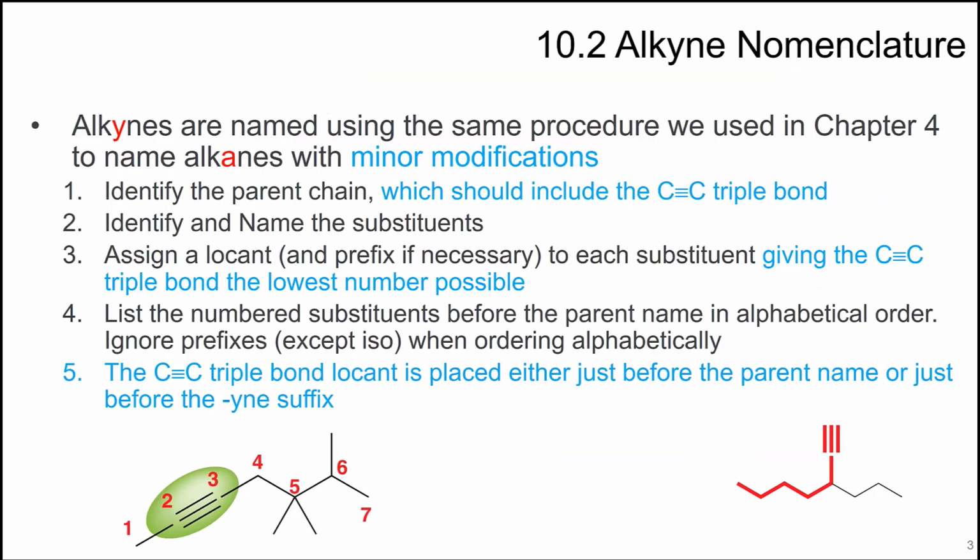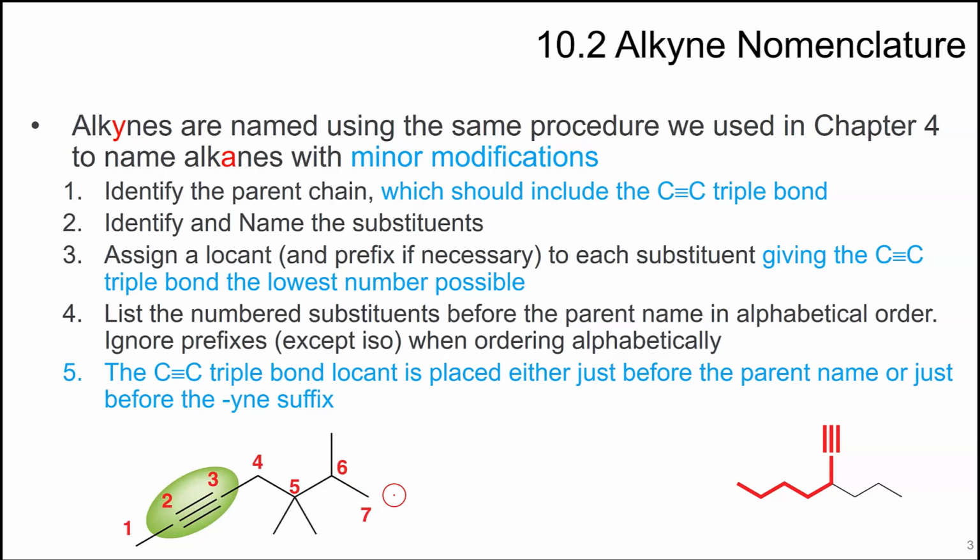When we're looking at alkyne nomenclature, it is very similar to that of alkene nomenclature, except that we change the ending from "ene" to "yne." So we're going to name the parent chain, which should include the carbon-carbon triple bond. We'll look at the substituents, assign a locant. Again, we're going to give the carbon-carbon triple bond the lowest number possible. Then we number the substituents and name it in alphabetical order. And the carbon-carbon triple bond is going to be placed either just before the parent name or just before the "yne" suffix.